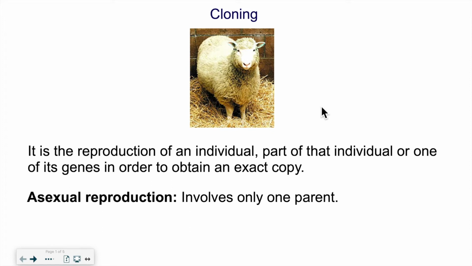She lived several years. She died a little early. She had a lot of arthritis, so she did not live as long as a normal sheep. But nevertheless, it was a successful cloning because she was able to reach adulthood. So that was the first successful cloning of an animal, as I said.